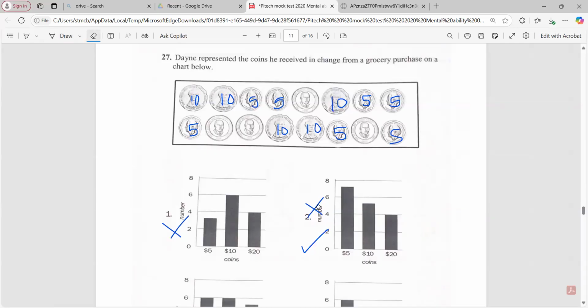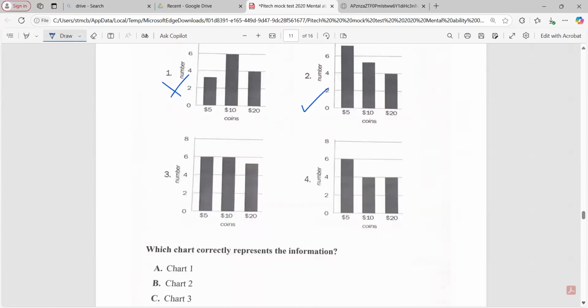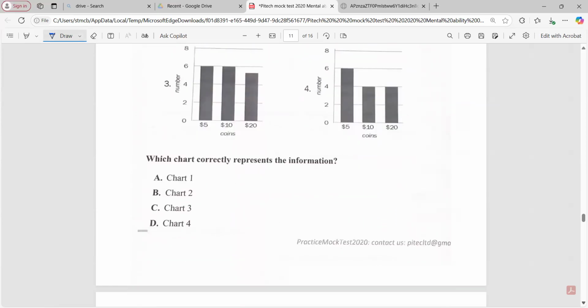I almost made an error on it. So guys, you see, you have to look very carefully because I left off one of the $5 by mistake. Good thing I'm going through all of them, right? Because I would have gotten it incorrect. So that means chart 2 would have been the correct response.